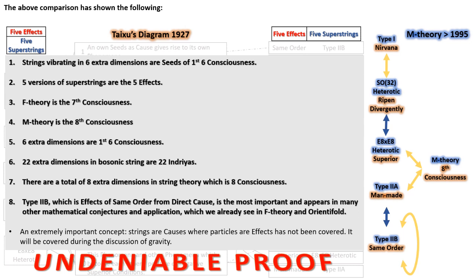There are a total of 8 extra dimensions in string theory, which is 8 consciousness. Type 2B, which is effects of the same order from a direct cause, is the most important and appears in many other mathematical conjectures and applications, which we already see in F-theory and orientifold. An extremely important concept, strings are causes where particles are effects, has not been covered. It will be covered during the discussion of gravity.